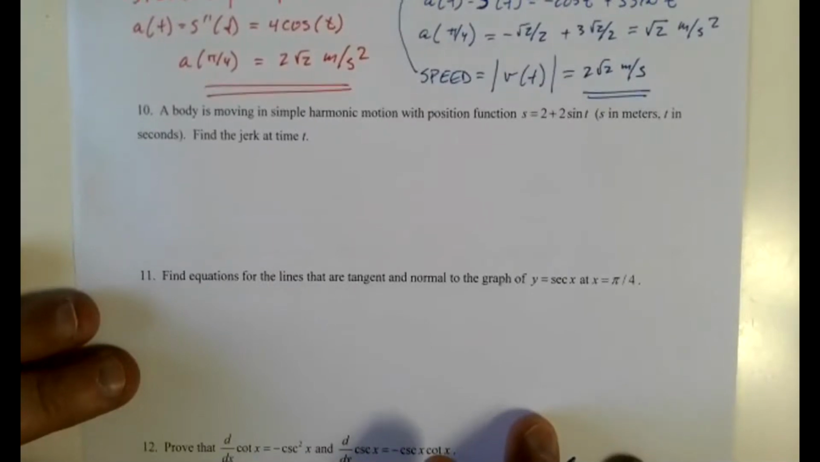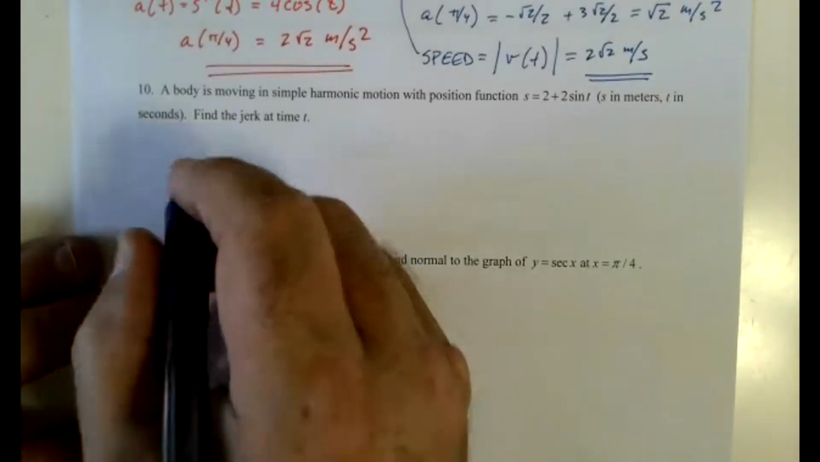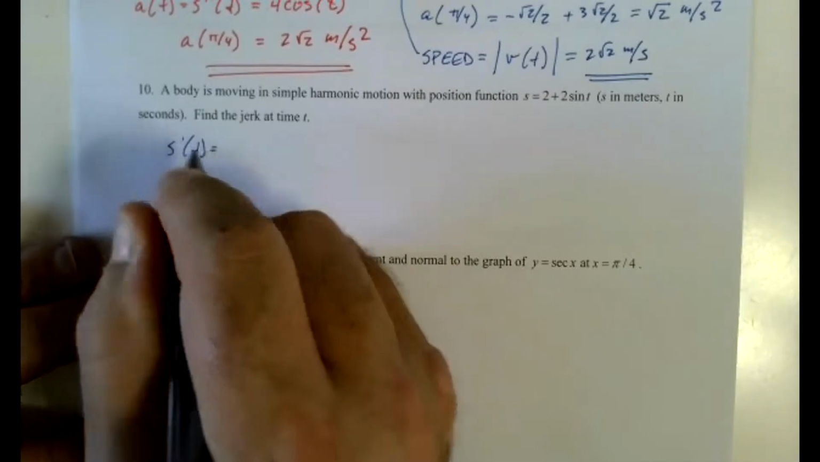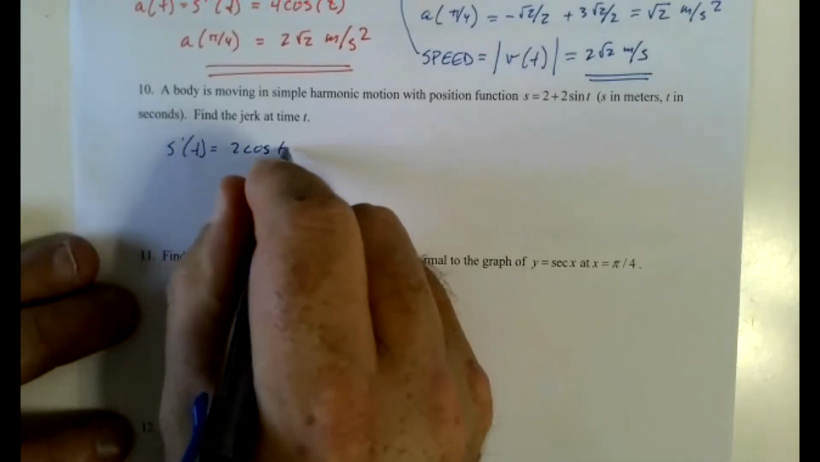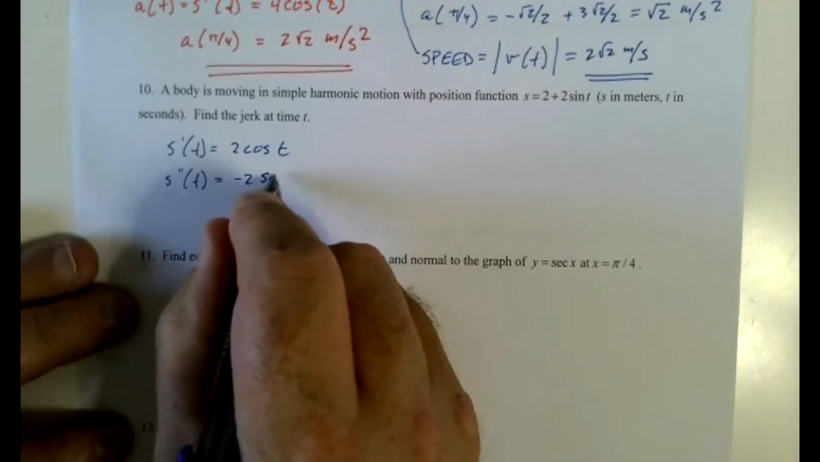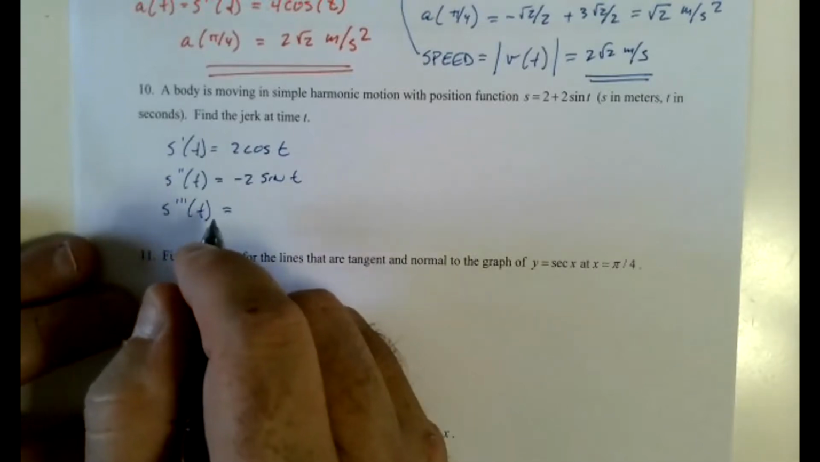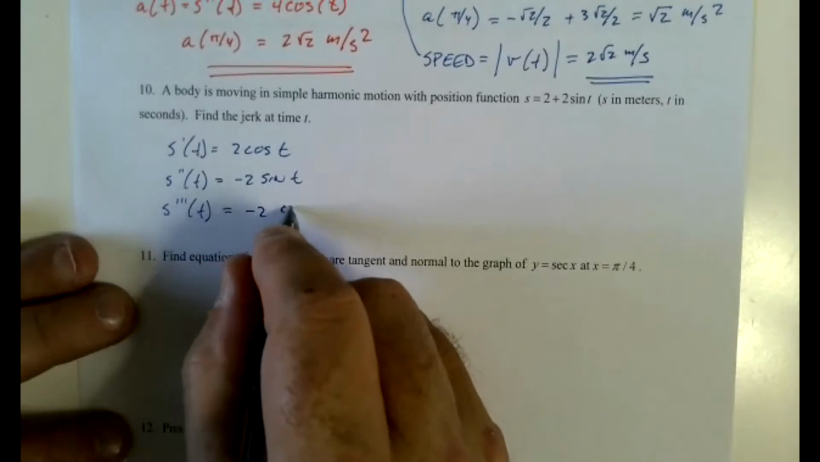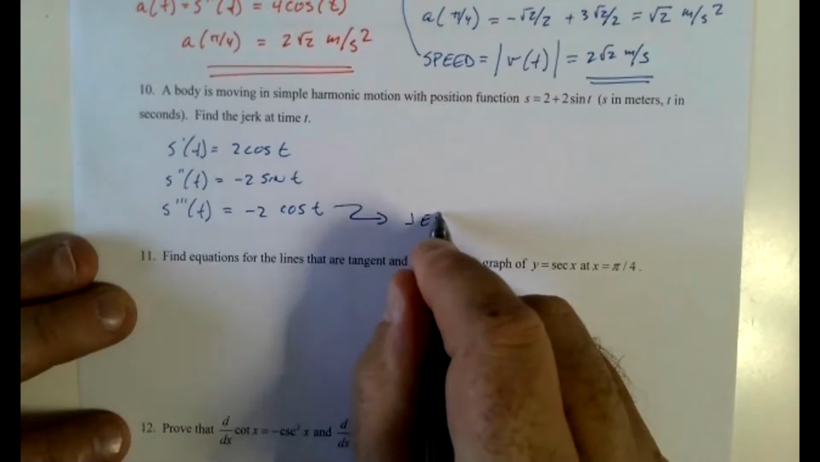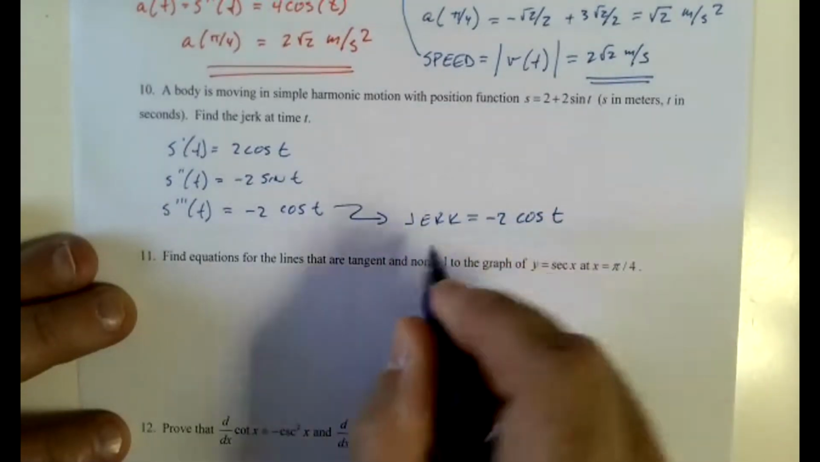Body is moving in simple harmonic motion, position function, find the jerk. So let's just run right through it. S prime of t equals 2 cosine of t. S double prime of t equals negative 2 sine of t. S triple prime of t equals negative 2 cosine of t. Jerk equals negative 2 cosine of t.